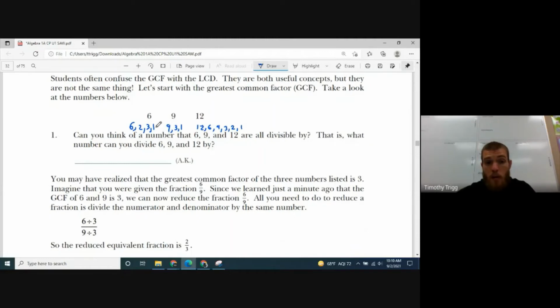So you might notice, oh, they all have 1 in common. Well, that's true, but it's not the greatest common factor. The greatest common factor is 3. They are all divisible by 3. So in this case, the greatest common factor is 3.